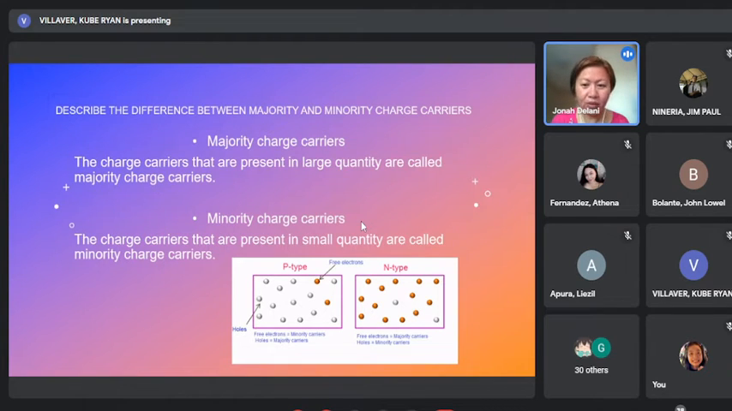These carriers can also form a current, but very small. Mostly the current is from the majority charge carriers. Okay na, Villaver, thank you.